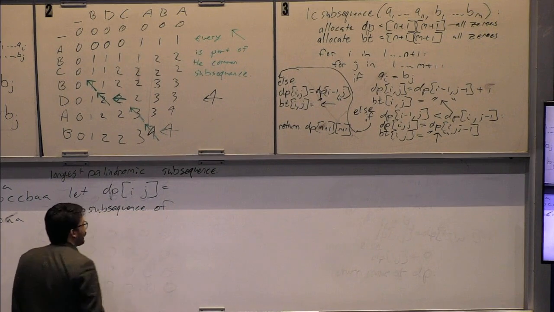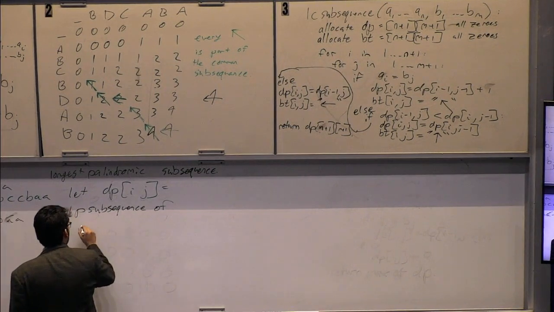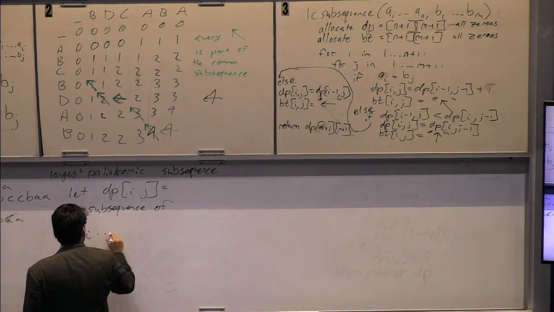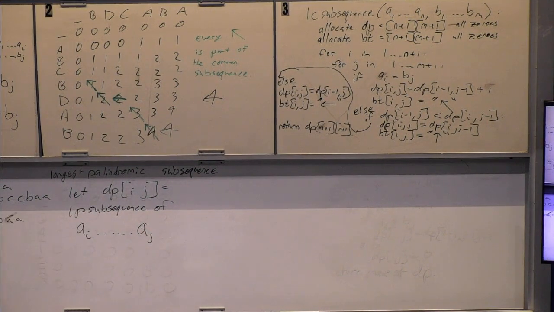of, now again, we have one string, but we're doing a two-dimensional array. How is this going to work? It's going to be the longest palindromic subsequence of ai, dot, dot, dot, aj. So DP of ij stores, we're not doing DP of a1 to ai and DP of b1 to bj. This is ij. This is a substring. This is the harder way, actually, to do the longest common substring problem. Right? Yes.